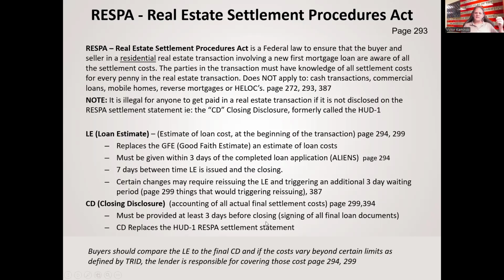It must be provided at least 3 days before the closing, and the CD replaces the HUD-1 RESPA settlement statement. And buyers should compare the loan estimate that was given at the beginning of the transaction to the CD, the closing disclosure, which is given at the end. If the costs vary beyond certain limitations as defined by TRID, the lender is responsible for covering those costs. They cannot exceed certain limitations. I'm not sure what they are. Maybe 10%, let's say.